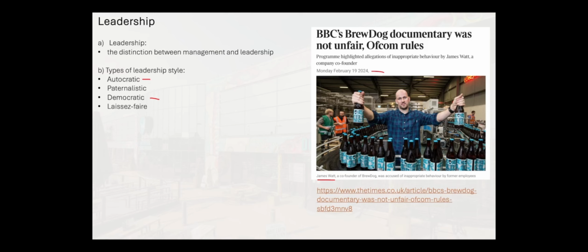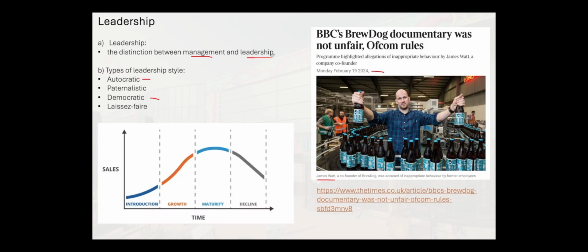Maybe as the company gets bigger and more corporate, they move away from James managing the day-to-day operations and just leave him to be that figurehead, be that leader that runs things. So if you think about the different styles of leadership that we might need, and this is a product life cycle, we could use the language from this to think about the whole of BrewDog if we wanted to. So in the early stages, they might be down here.